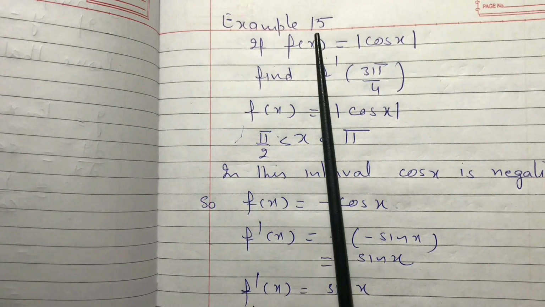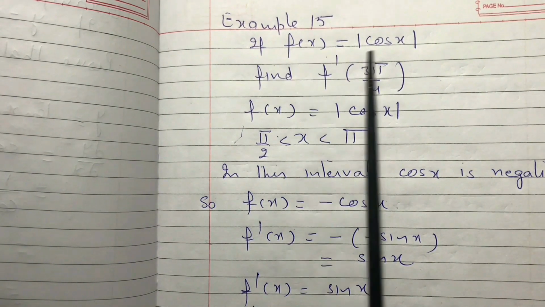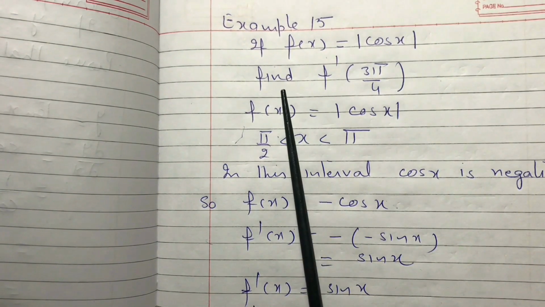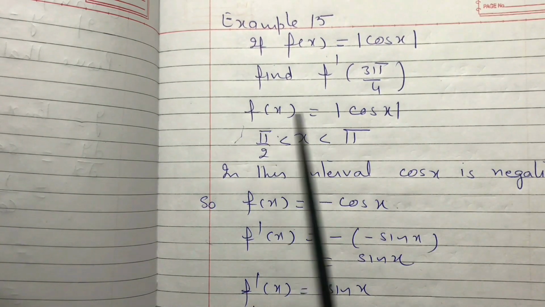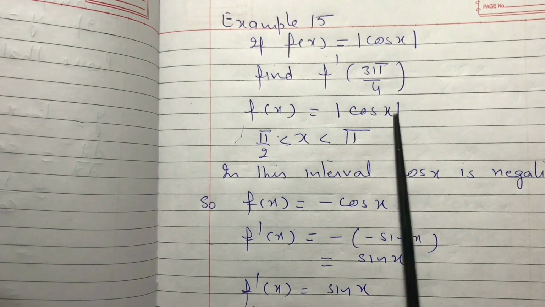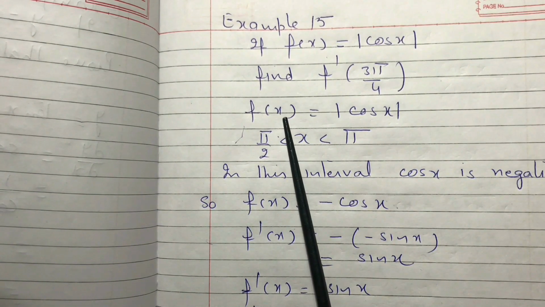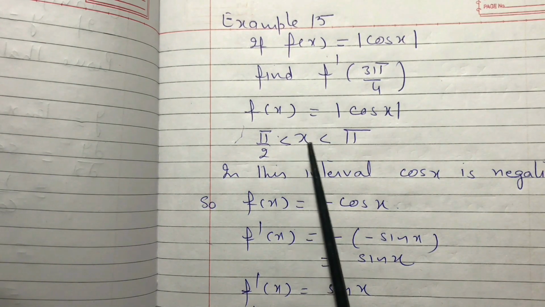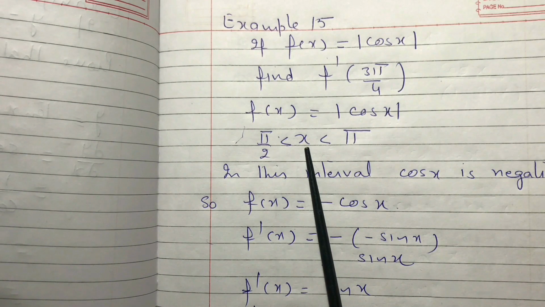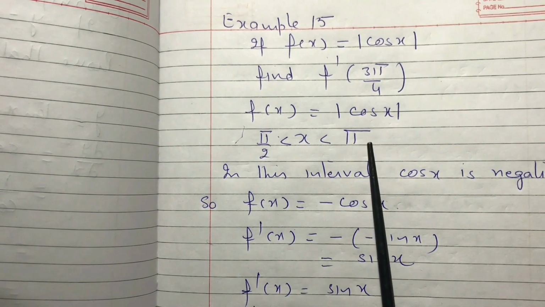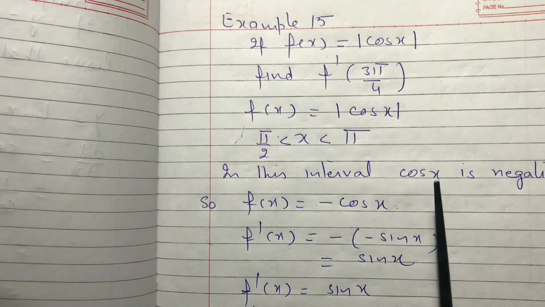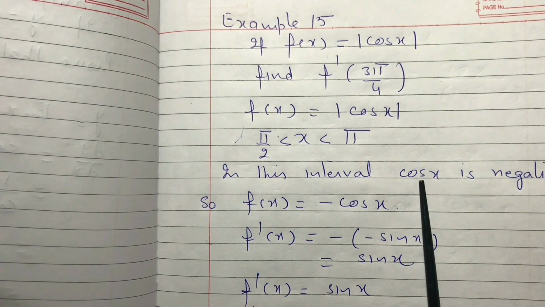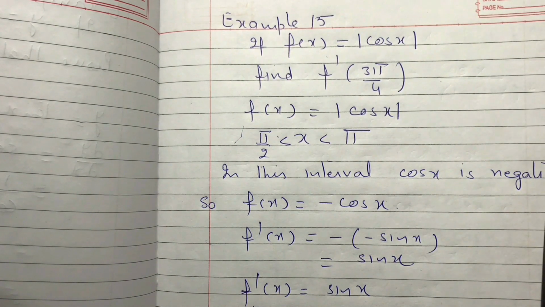Now example 15 is, if f(x) is equal to mod of cos x, find f dash 3 pi by 4. Now f(x) is mod of cos x. Let us take x as 3 pi by 4, that is equal to 135 degree. So x lies between pi by 2 to pi, and in this interval, if we draw the function, cos x is negative.